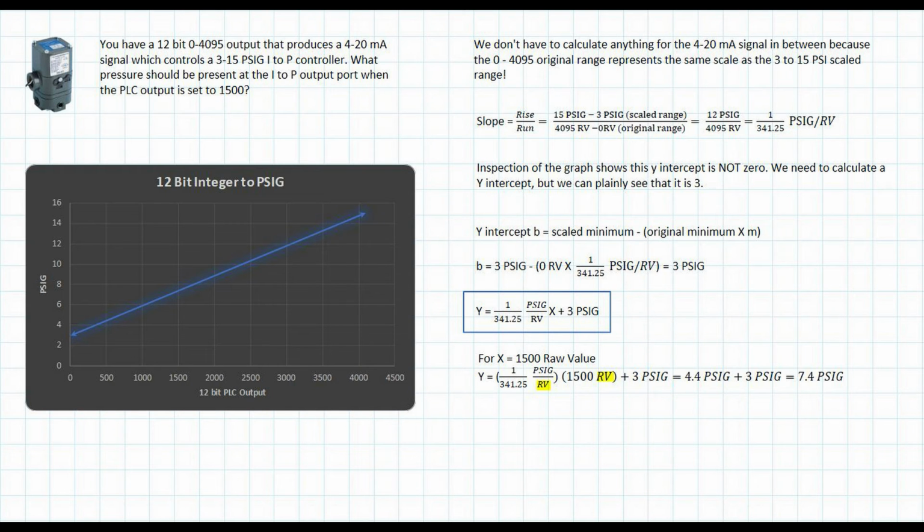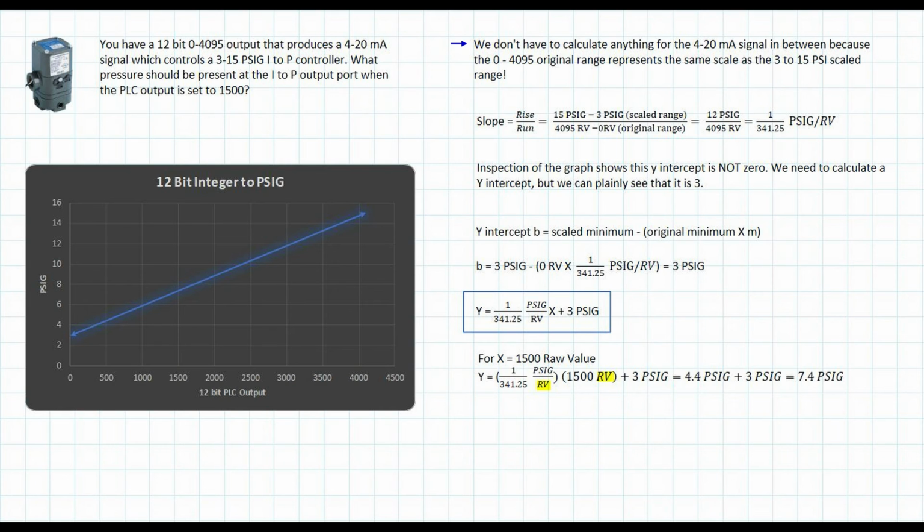In our last example, we have a 12-bit signal inside the PLC, 0 to 4095. This output produces a 4 to 20 milliamp signal that controls a 3 to 15 PSIG I2P controller. What pressure should be present at the I2P output port when the PLC output is set to 1500? Here we're discussing three different ranges, but all three ranges are 0 to 100% representations of the same signal. So when we want to convert between any two of these, we don't need to convert to each step in the linear progression of how the signal travels.